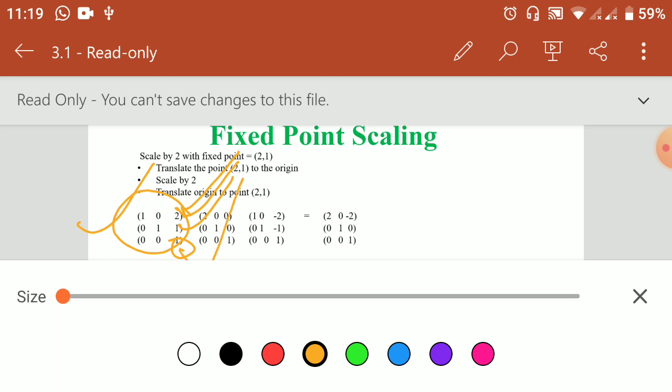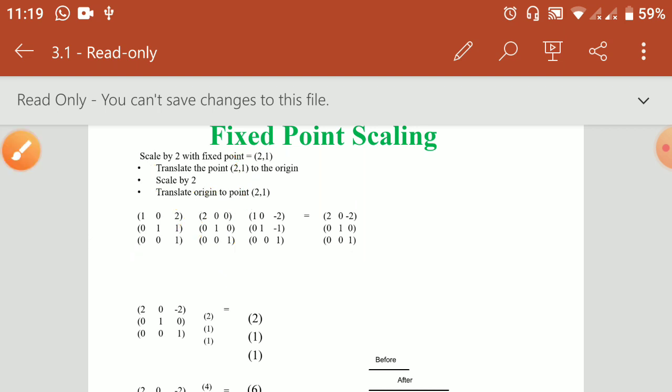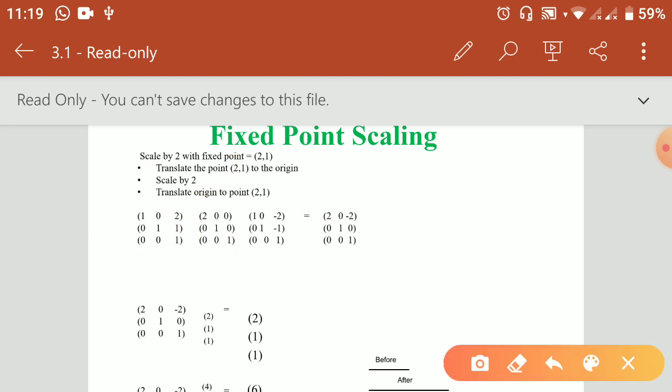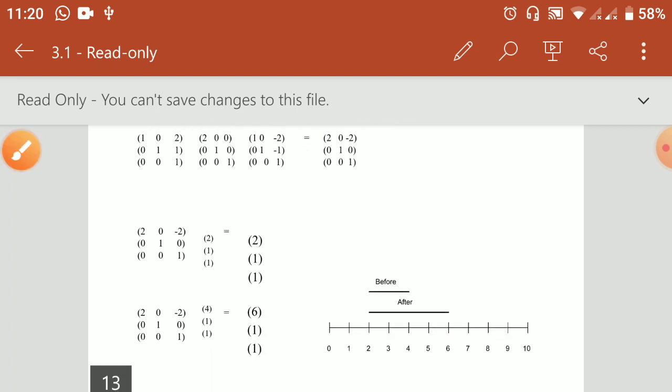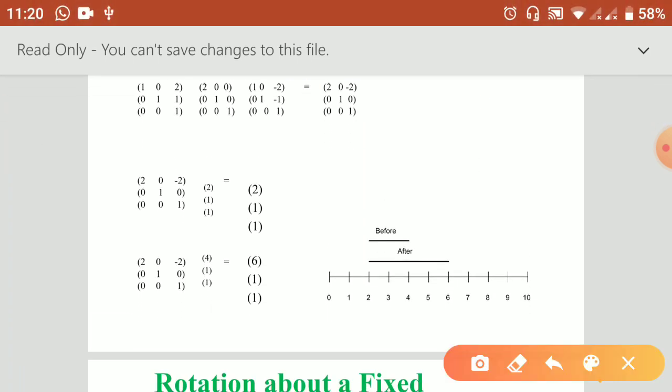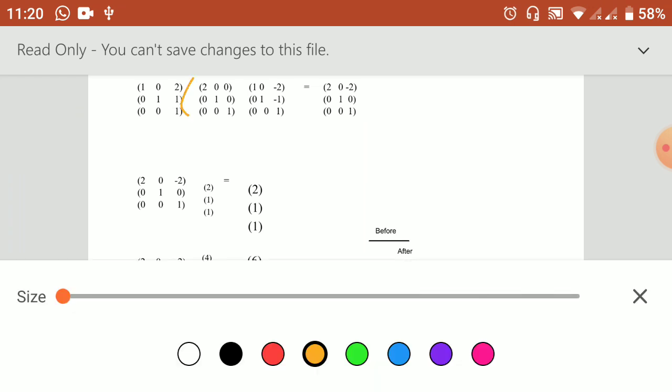Then we need to scale it. Here the scaling value: x scaling, because it is a line, so it will scale in the x direction only, because the length will change, while the width will remain the same. So the scaling factor sx will be 2 and sy will be 1, and this one is constant.